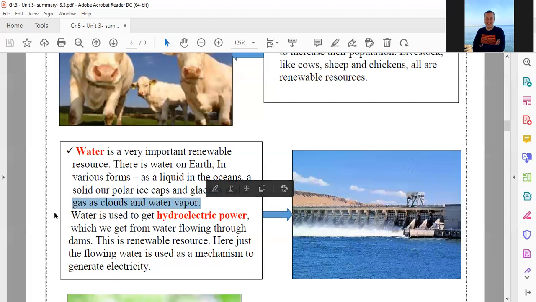and water vapor. Water is used to get hydroelectric power, like this dam right here. The water behind the dam moves through these turbines, or huge fans, and when the water flows, it starts to move fast. And this generates electricity, which we get from water. So the water is used to get hydroelectric power, which we get from the water flowing through dams. This is a renewable resource. Here, just the flowing of water is used as a mechanism to generate electricity.